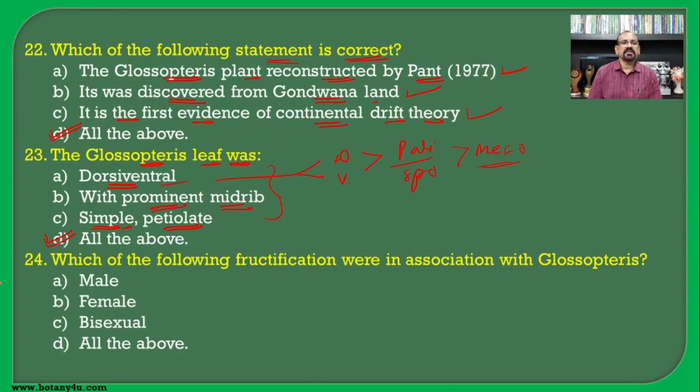Then, which of the following fructifications were in association with Glossopteris? In Glossopteris, there is development of male fructification, development of female fructification, and even development of bisexual fructification. So all these three are correct with respect to Glossopteris, and hence all the above is the correct answer for this question.